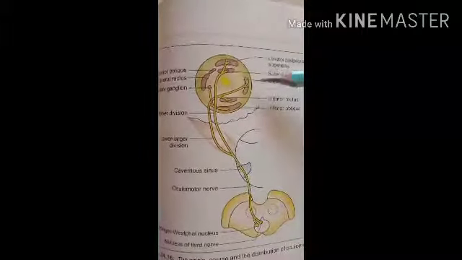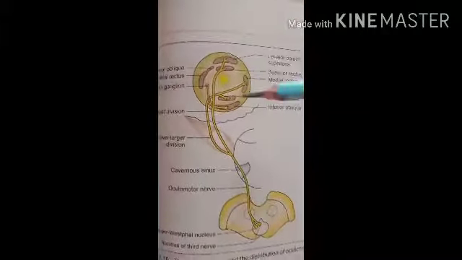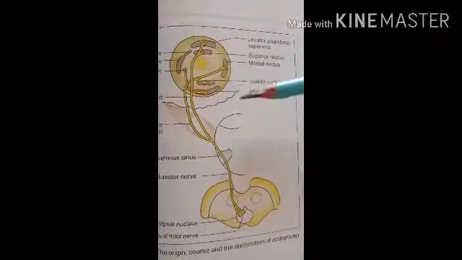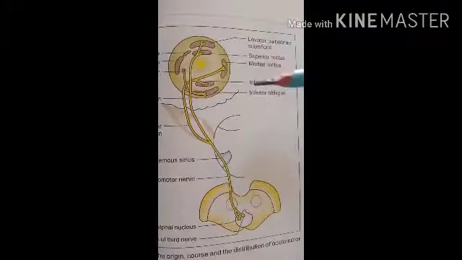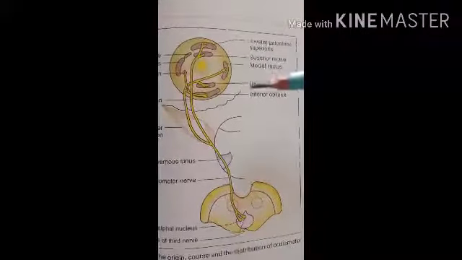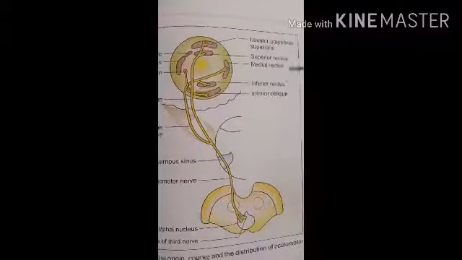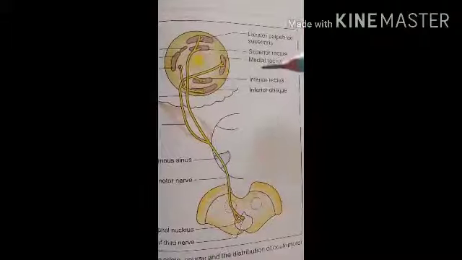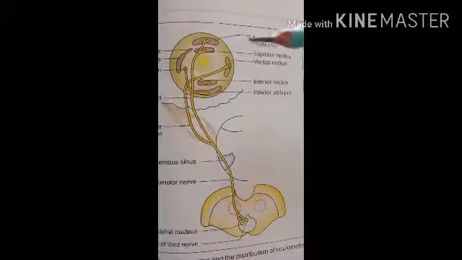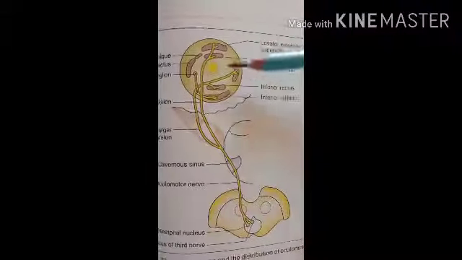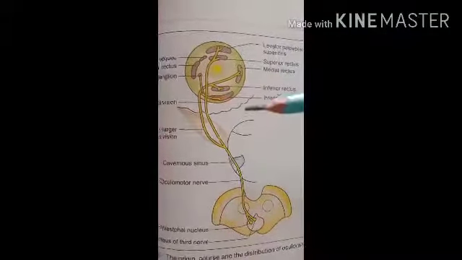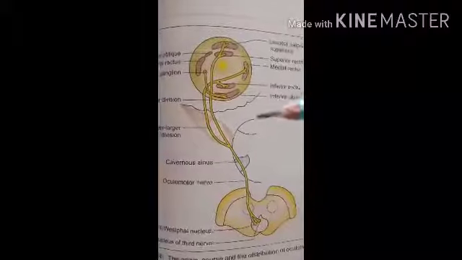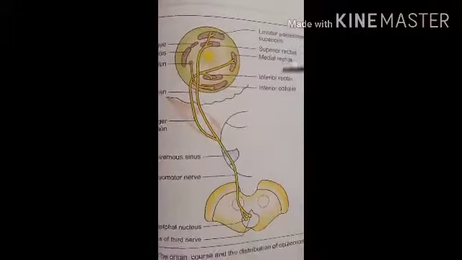Next cranial nerve, that is the oculomotor nerve. So it is the third cranial nerve and it is purely motor. The name oculomotor means it moves the eye. So it supplies most of the muscles of the eye and plays a peripheral role in the accommodation or the movement of the eyeball.